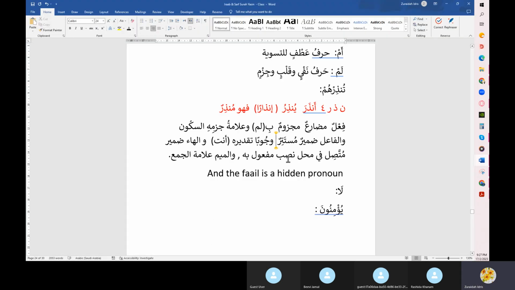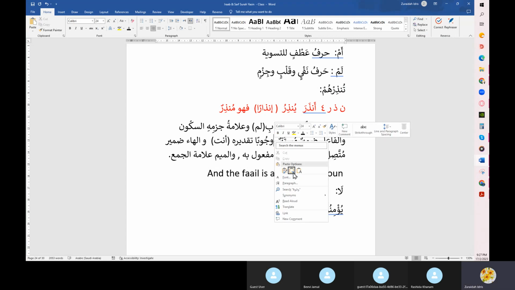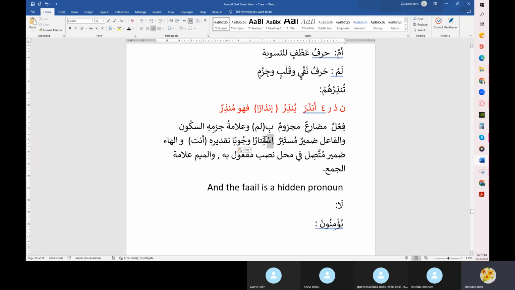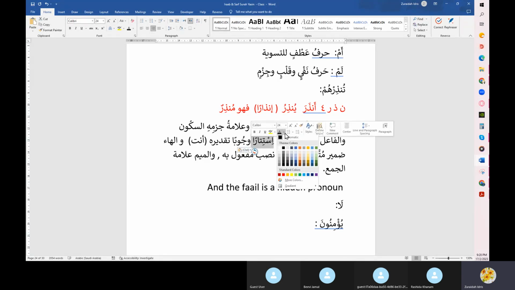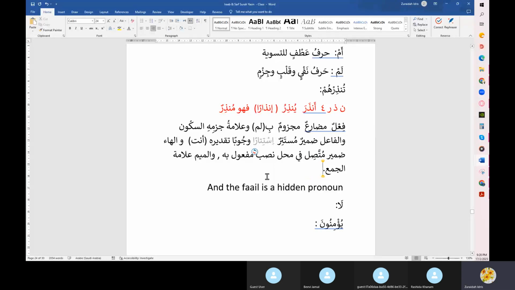Sister Ralin, are you following? If you're not following, it's okay. All you need to know is that the wujuban in this sentence is to clarify what type of hiding we are doing. How is this being hidden? It is an obligatory hiding. No such thing as jawazan, where yes, you can hide it or you can bring in an outside doer. But in this case, you will always have to stay hidden. So that's what it is here.